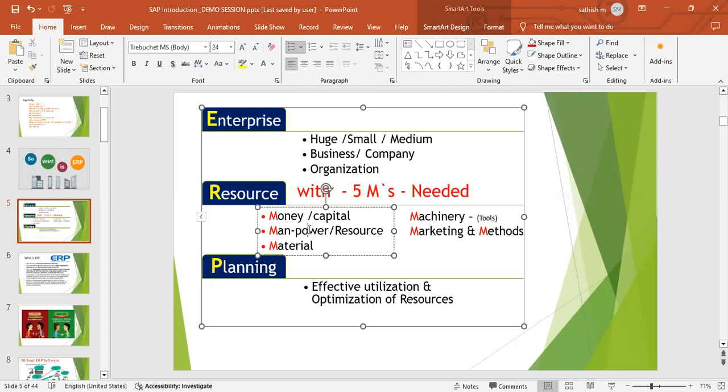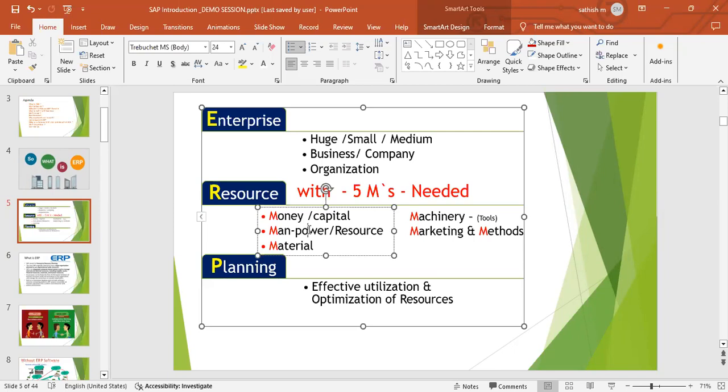So one person will be working for 8 hours. After that, the other person will be leaving, and the second person will be coming on to that. On the same machine, he will be working for 8 hours, and then the third person. So three eights are 24, right? So different people working on the same machine. So that industry gets effective utilization of that benefit.